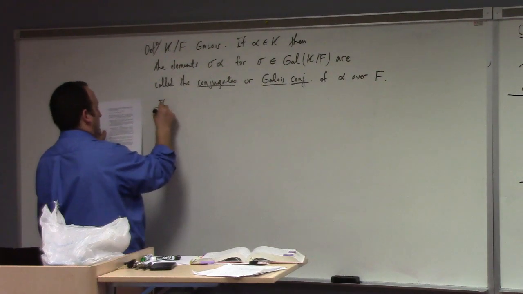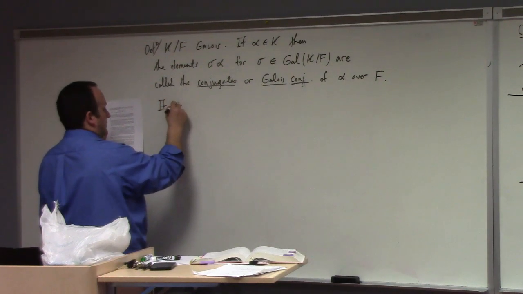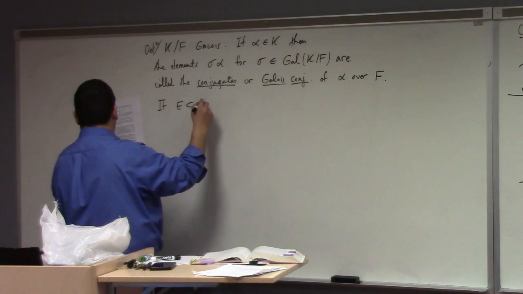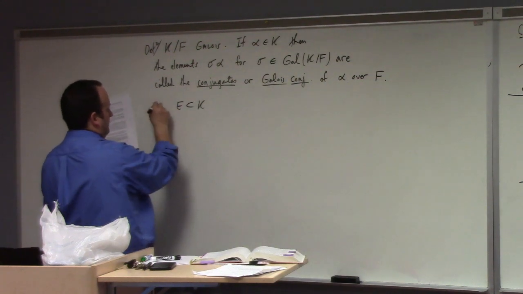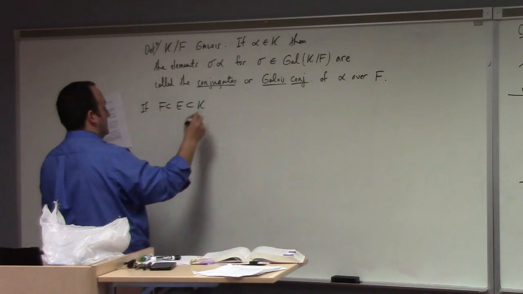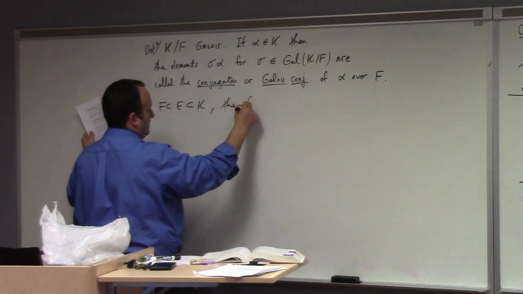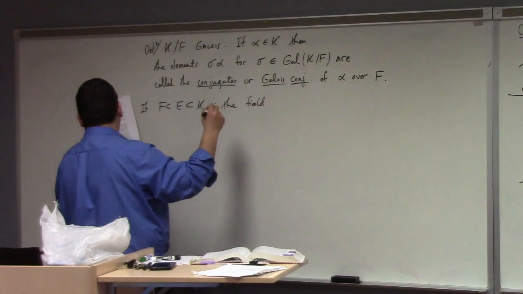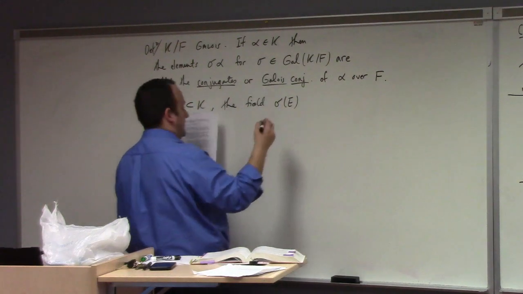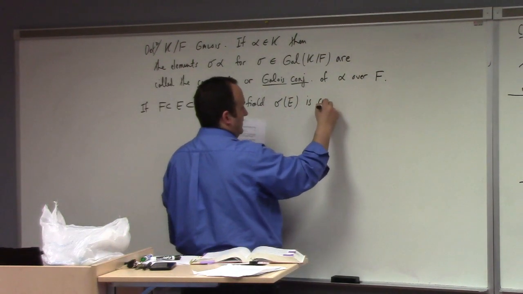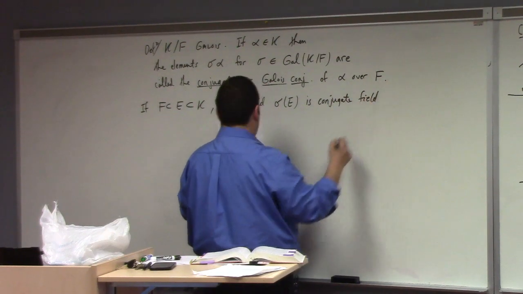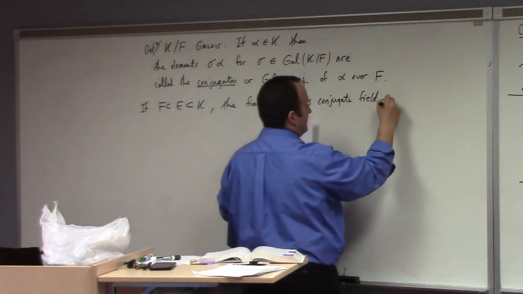If E is a subfield of K containing F, the field sigma of E is called the what? Is the conjugate field. It is a conjugate field of E over F.